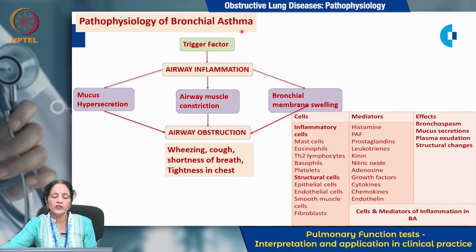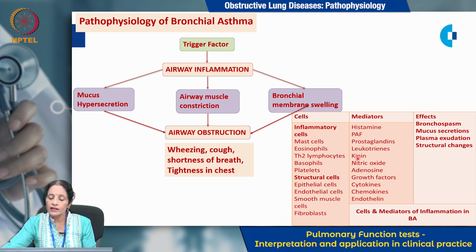Now, coming to pathophysiology, in a simple way to make it more clear, we have a trigger factor which could be an atopy, an allergen, drug induced or genetically induced, and this trigger factor leads to airway inflammation. This airway inflammation on one side leads to increased mucus hypersecretion because of increased bronchial hyperresponsiveness, and at the same time there is increased bronchial membrane swelling, and the smooth muscle also undergoes constriction. So, all these three things together produce airway obstruction, which leads to wheezing for the patient, persistent cough, shortness of breath and tightness in chest.